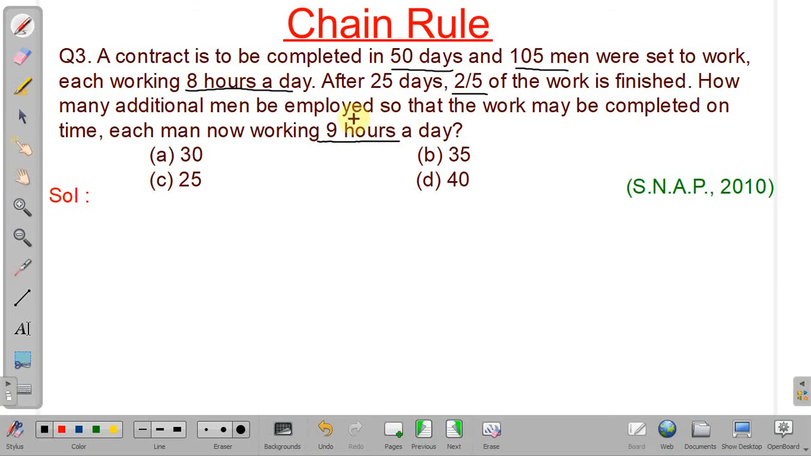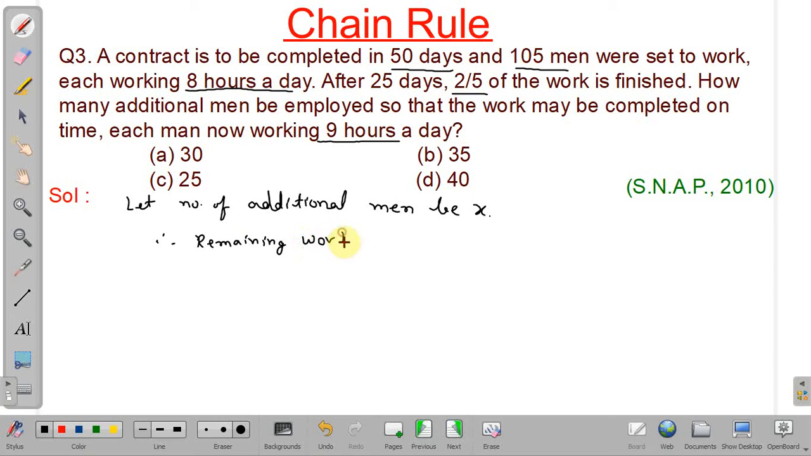Okay. So we will assume the number of additional men as X. Let number of additional men be X. Therefore, remaining work, see, work done is 2 by 5th. So remaining work to be done in remaining 25 days equal to 1 minus 2 by 5. So it is 3 by 5th of the work is remaining.